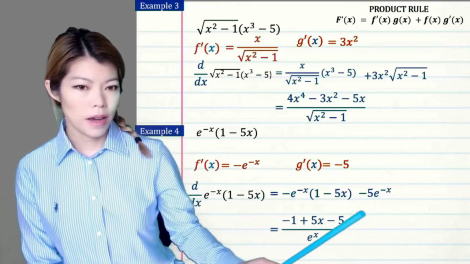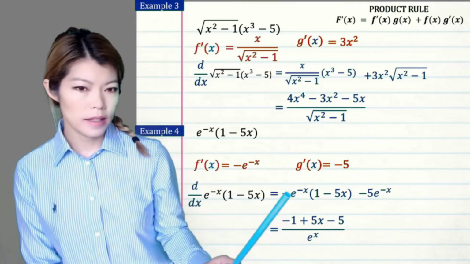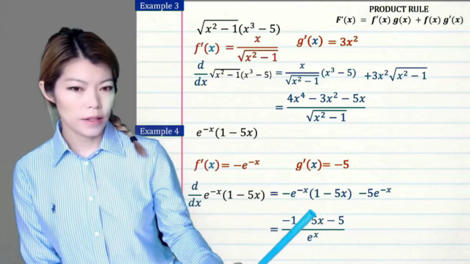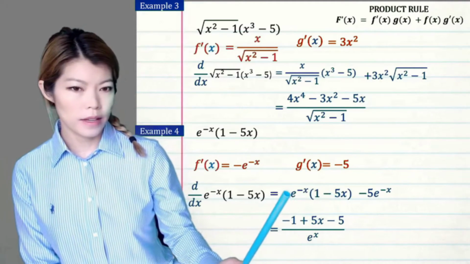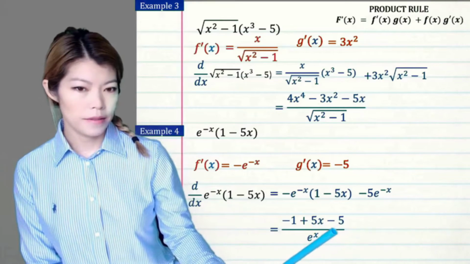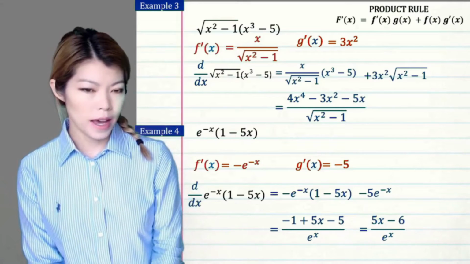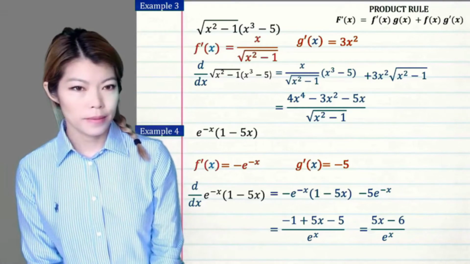And now we can simplify all of that by noting that there's an e to the negative x as a common factor. Take that out, so bring that to the bottom. We're left with minus 1, positive 5x, and then minus 5. Minus 1 and minus 5 is minus 6. So you can further simplify to that. And remember, we always like to have positive powers.